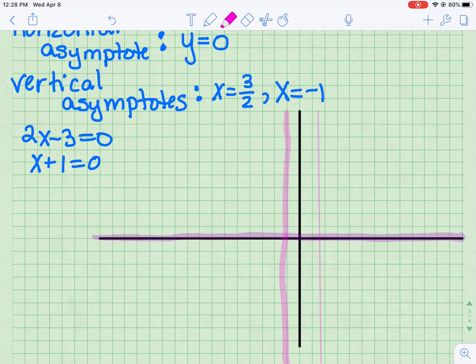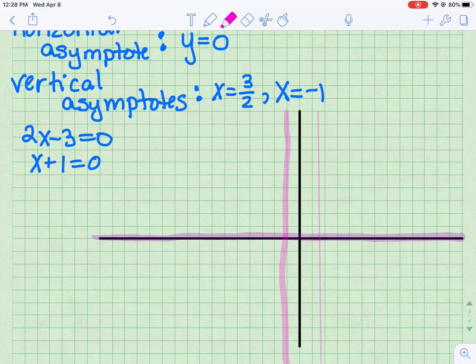So you can either put it in factored form or just in regular form. So again, I'm going to type y equals, my numerator in parentheses, 2x plus 9, close parenthesis, divided by parenthesis 2x squared minus x minus 3, close parenthesis, and then hit graph.